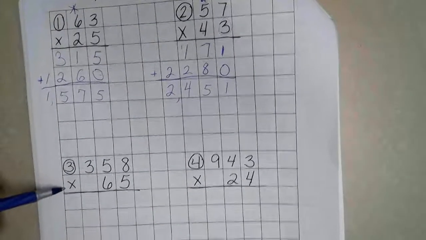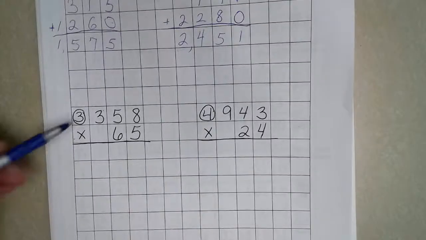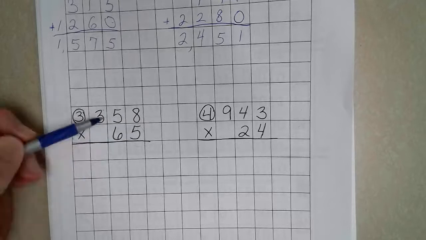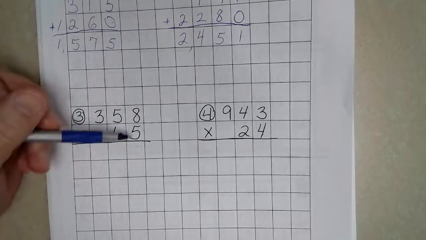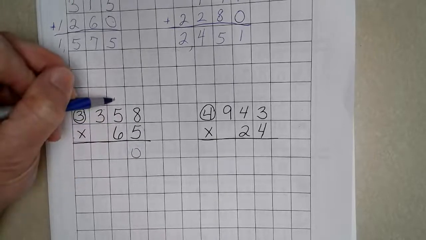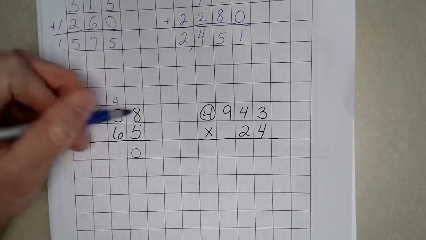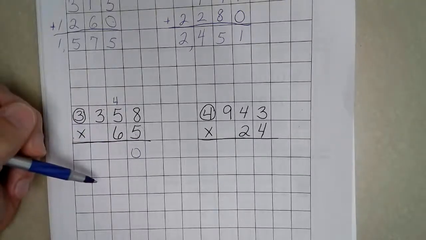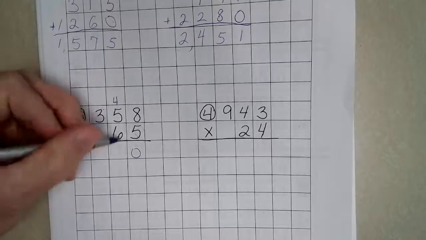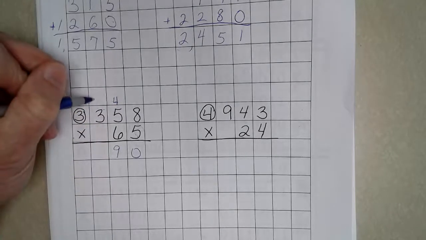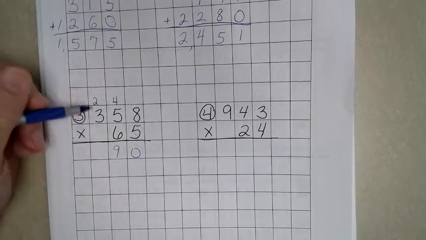Let's take a look at the next one here. We're going to do a 3-digit by 2-digit. Same process. We're going to start with the ones digit. We're going to take 5 times 358 first. 5 times 8 is 40. We're going to bring our 4, just one place value, over to the tens digit. 5 times 5 is 25, and 4 more makes 29. We're going to bring our 2-digit on top of the hundreds here. So we're going to carry our 2 up top.